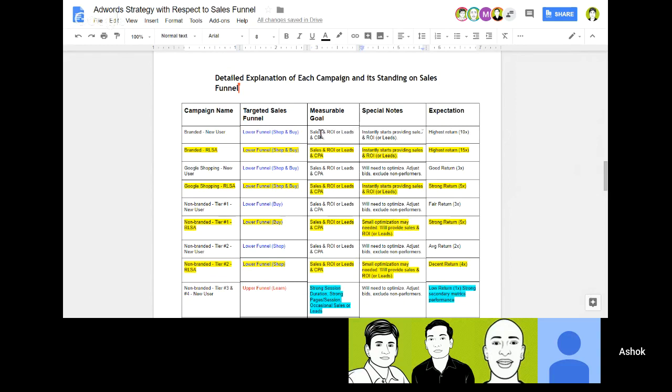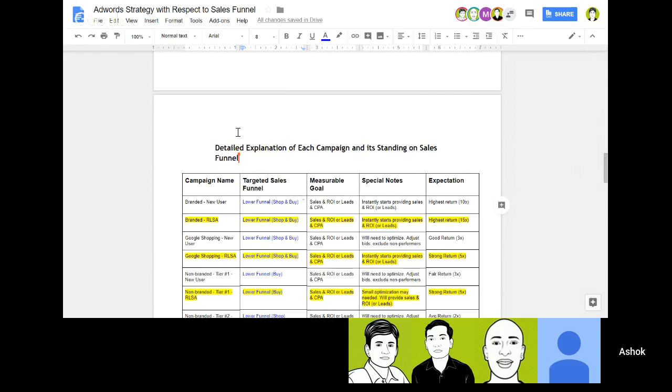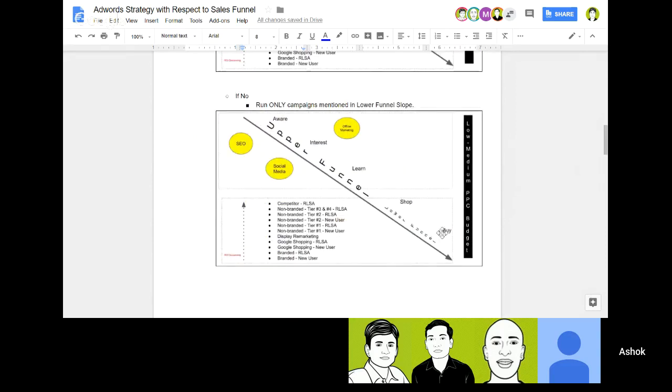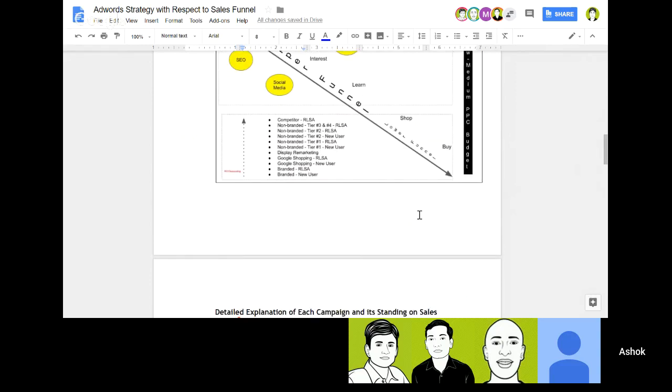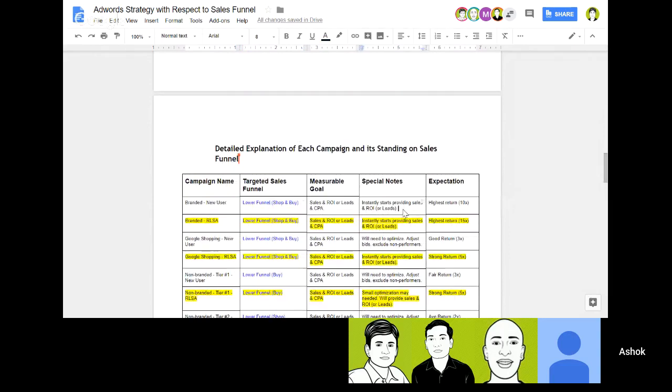Special notes, you guys can see special notes: instantly starts providing sales and ROI. Yeah, branded new users will definitely, from day 2 or 3, start providing you sales and conversions because it's your proprietary term. And whoever is searching with brand terms is actually on a lower funnel because they know your brand. They are already aware of your product. They have already gone through all these stages. They are here and searching with your brand term. That means they are ready to convert. That's why we often see instant results, instant conversions, instant sales from branding.